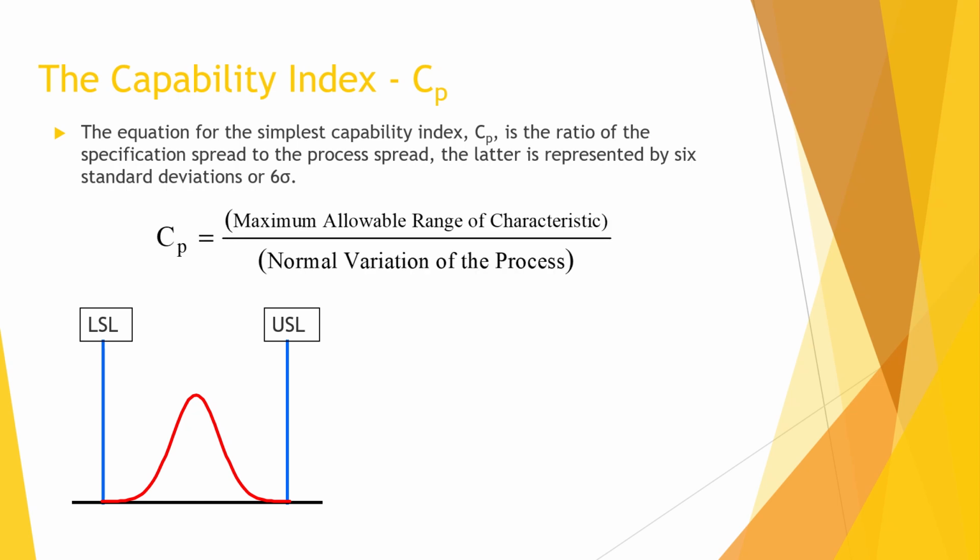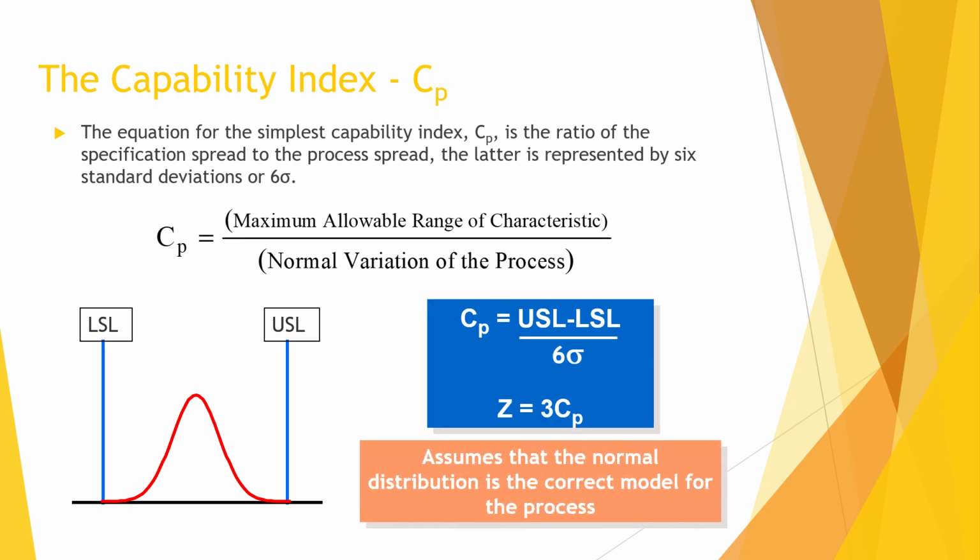So CP equals maximum allowable range of characteristics divided by the normal variation of the process. And this is the formula. No one's requiring you to do this by hand, okay? This formula, or CP, assumes that the normal distribution is the correct model for the process. I don't want you to get so caught up in trying to do these formulas by hand, because even PhD statisticians are not doing them by hand.